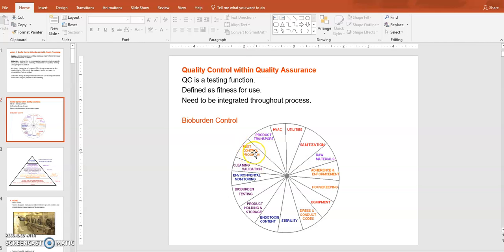Pest control. Critter-free environment is important. How do you make sure that no critter will come into your workspace? Product transportation. Once your product is released, how do you transport? Are they safe, lyophilized, or should they be refrigerated because they're heat sensitive? And all those things are important. So, it takes a lot of different efforts.